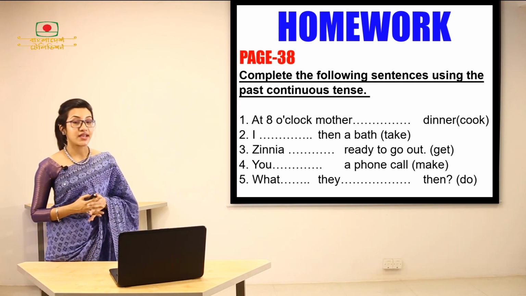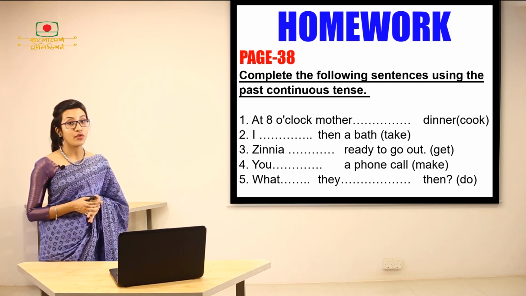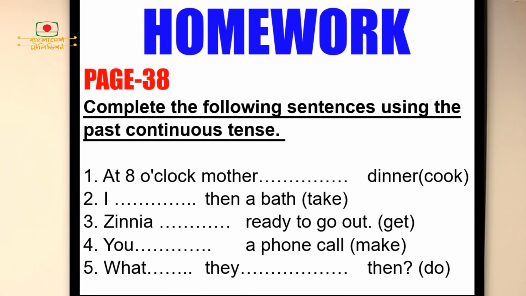There's another exercise that I have for you as homework. It can be found at page number 38. Complete the following sentences using the past continuous tense. So there are 5 sentences given here. Also, there have been used some verbs in the bracket. We have to use them in past continuous tense in the blank. For example, at 8 o'clock mother dash dinner. So we know that when we use past continuous tense, we have to use the subject, then we have to use was or were, and then verb plus ing.